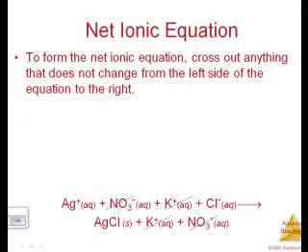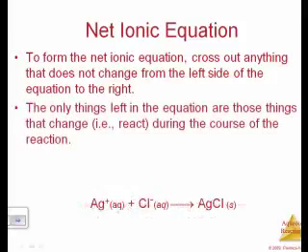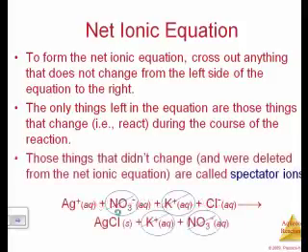A lot of times, we don't really care about the things not involved in the reaction, so we're going to cross those out. So for the net ionic equation, we want to see only those things that are reacting during the course of the reaction. So for the equation we started with, if the precipitate I make is silver chloride, the only reactants that show up in the net ionic are the silver ion and the chloride ion. Those things that didn't change, that were crossed out, those are called spectator ions, because all they're doing is looking.